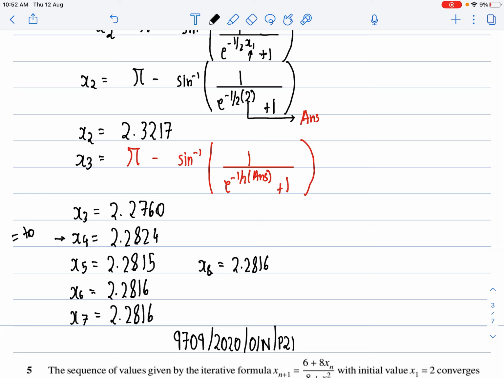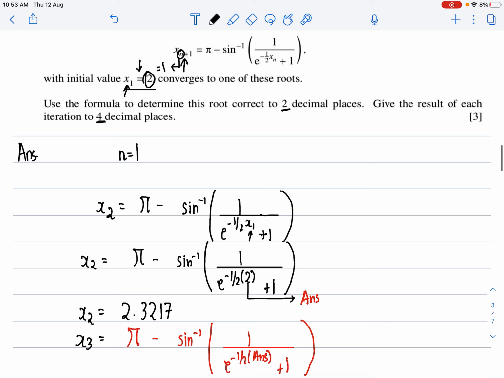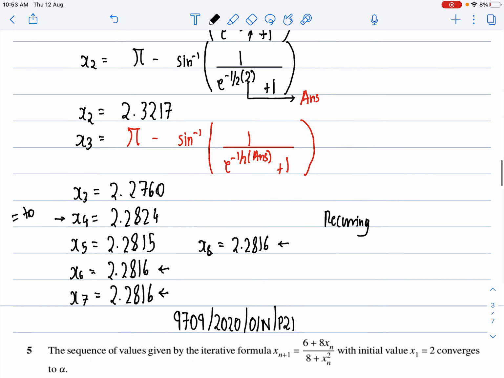And for x8, when you again click on equal to, you get 2.2816. As you can see from the last 3 times, the value of 2.2816 has been recurring. So how many ever times you click on equal to, you won't get a different answer. So 2.2816 is your final answer, which you need to write to 2 decimal places as 2.28, which is basically your final answer.